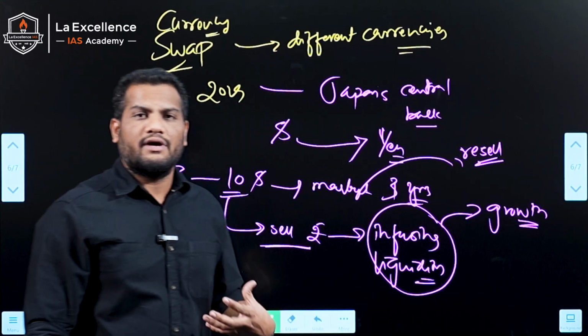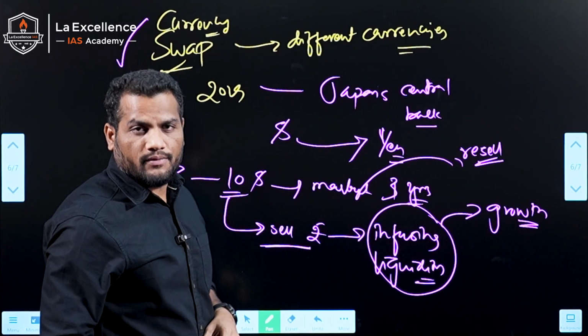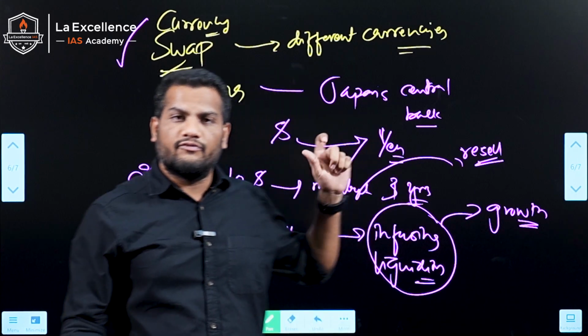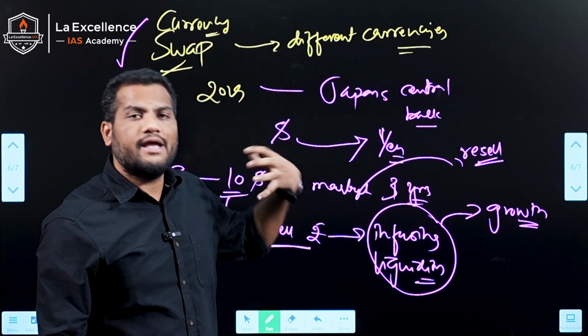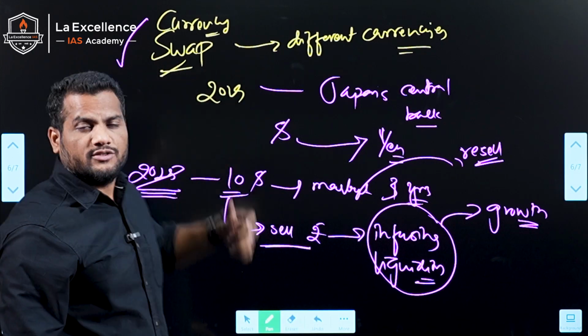This is with respect to RBI intervention in the Forex market and also with respect to the currency swap. So I hope you got an idea of what foreign exchange reserves are and how RBI controls the foreign exchange rate, and also you got an idea about the currency swap as well.